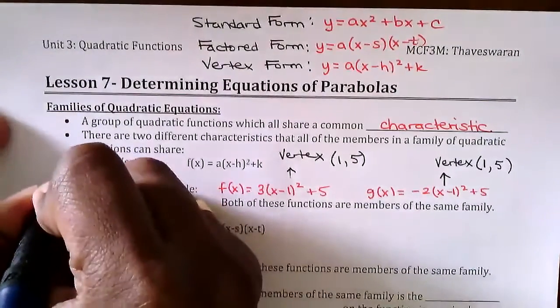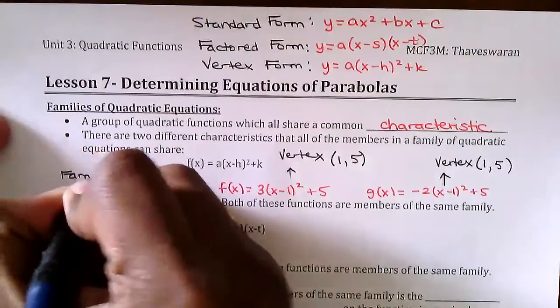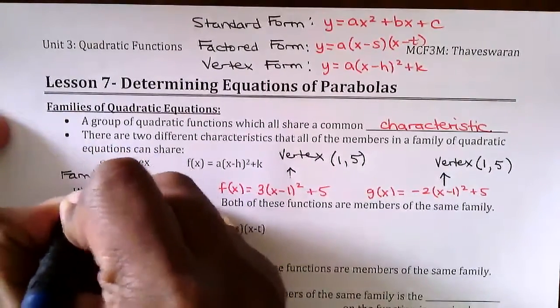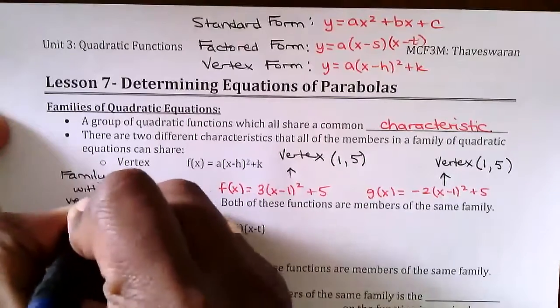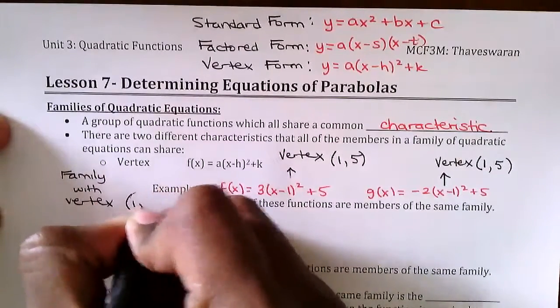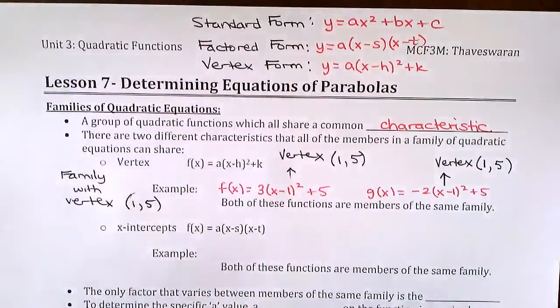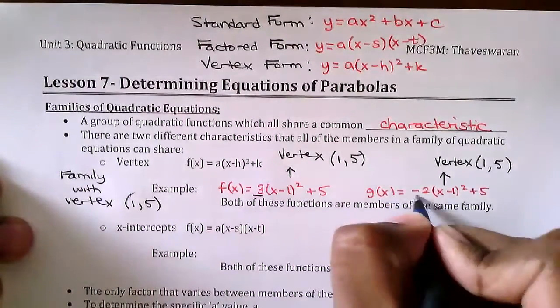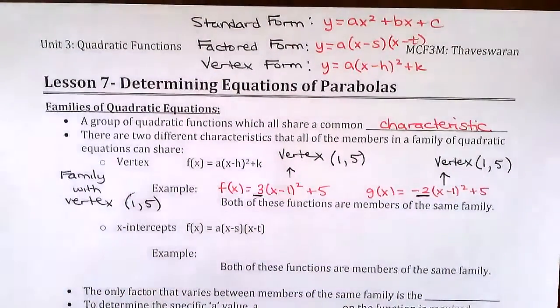In fact, you can call it the family with vertex (1, 5). So that's their family name. They're all members of this family that have the same vertex. What you should notice is really the only thing that differs between members of the same family are the a values which appear in the function.